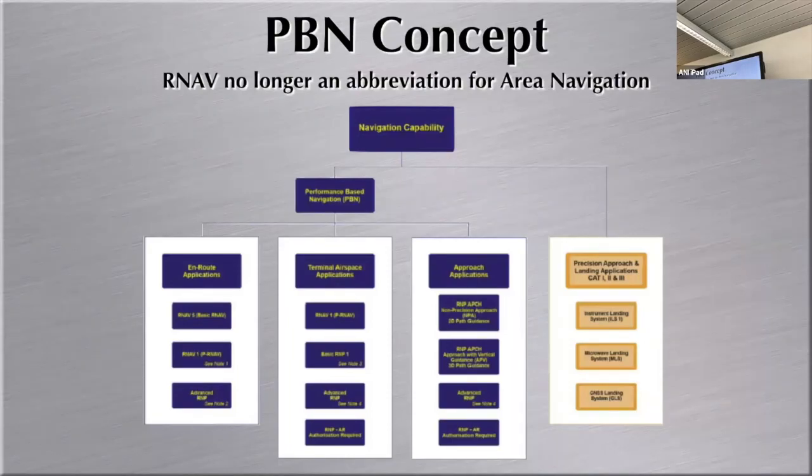Then we have the RNP AR approach, which is the second approach nav spec. Advanced RNP is a nav spec that's going to be used on all approach segments except for the final. If this is not reflected in the ICAO documentation, the reason is because this is being updated currently. So fact of the matter is RNP APCH flown with GNSS: RNP 1 in initial, intermediate, and missed, RNP 0.3 in the final.